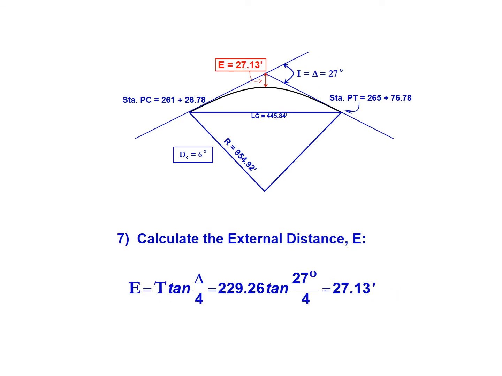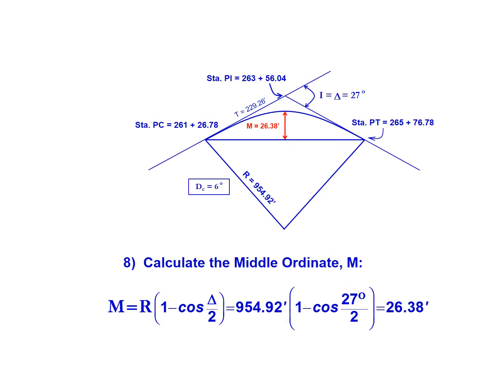Now we can calculate the external distance. External distance E is the tangent times tangent of delta divided by 4. That equals 229.26 multiplied by the tangent of 27 divided by 4. Gives us an external distance of 27.13 feet. We can also calculate the middle ordinate M, where the middle ordinate is the radius multiplied by 1 minus cosine of delta divided by 2. So this is 954.92 feet multiplied by 1 minus the cosine of 27 divided by 2. Gives us a middle ordinate distance of 26.38 feet.